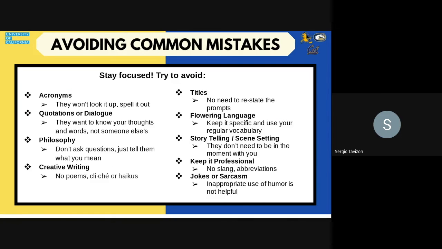Okay, now coming to avoiding common mistakes. You want to stay focused and try to avoid these. For example, acronyms. The readers won't look it up, so please spell it out. Quotations or dialogue. They want to know your thoughts and words, not someone else's. Philosophy, don't ask questions, just tell them what you mean. Creative writing, no poems, cliches, or hiccups. Titles, you don't need to restate the prompts. No flowery language, just keep it specific and use your regular vocabulary.